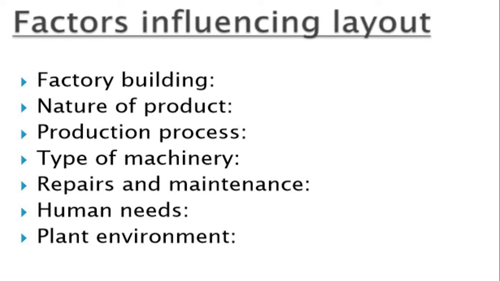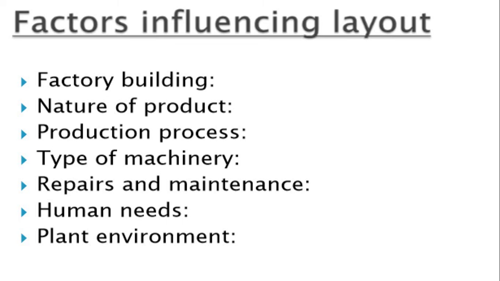Even the different types of factory building, either a single-story building, multi-story building, then special buildings. So these factory buildings very much affect the plant layout. Okay, this is one. The second one is nature of product. What type of product you are going to produce, whether it may be an IT product or a cement product or any other product, based on that, that will take care. This is also very, very important.